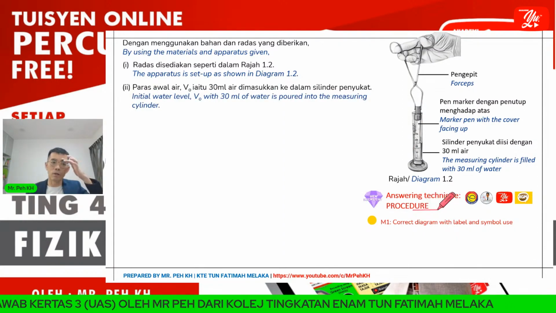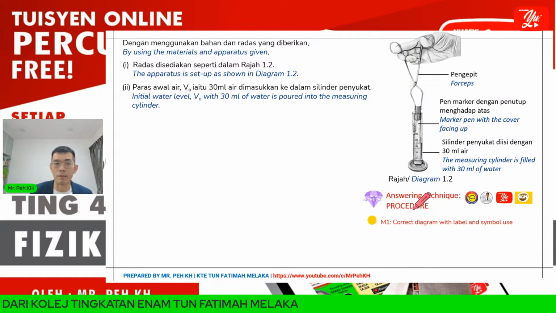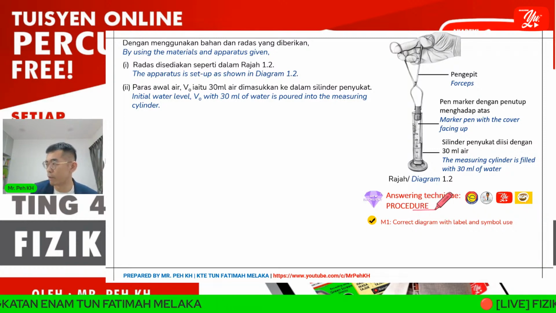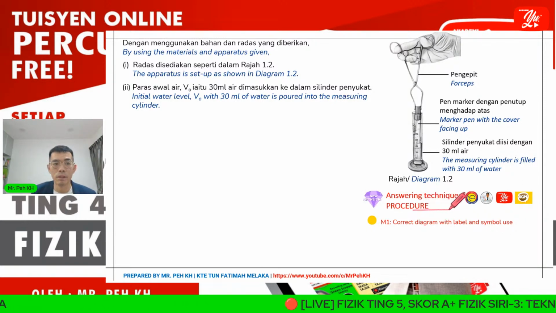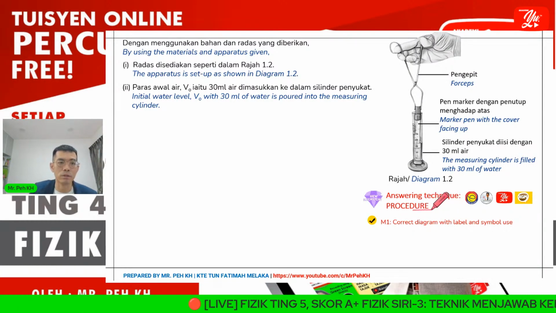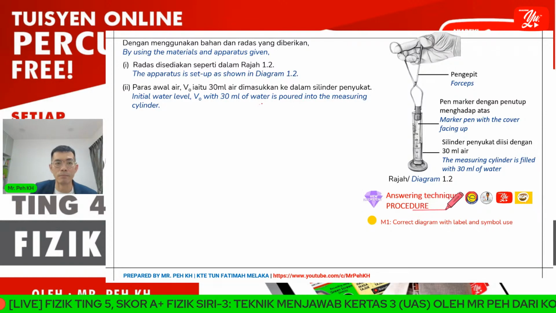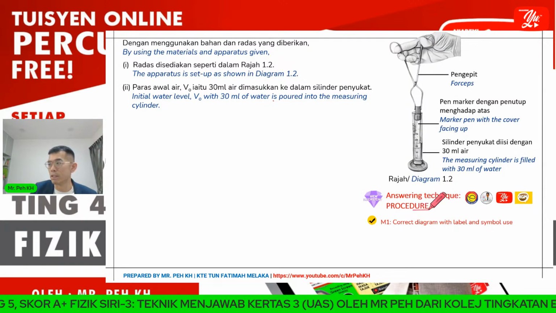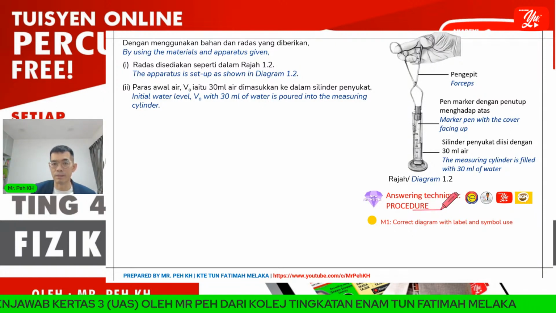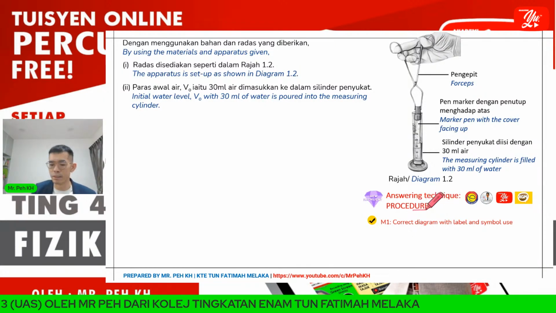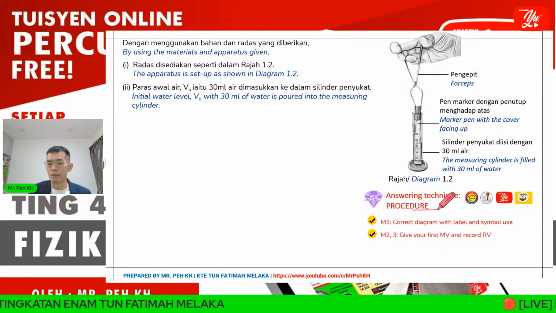Okay, then second, the question also gives you the initial water volume, V naught, 30 ml. So the symbol is given by the question, you should follow. You cannot make your own new symbol. Okay, so here initial water V naught, 30 ml water, is poured into the measuring cylinder. So this is actually a CB, controlling variable, given by the question already. So no mark is given, but you have to include it in the procedure. And then third and second mark will be your first MV and RV.